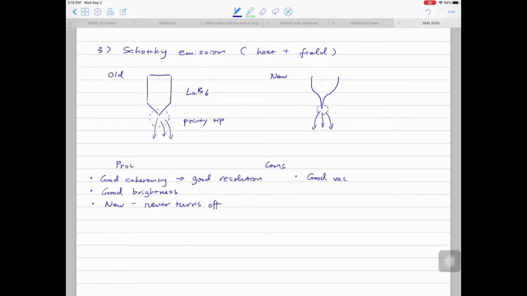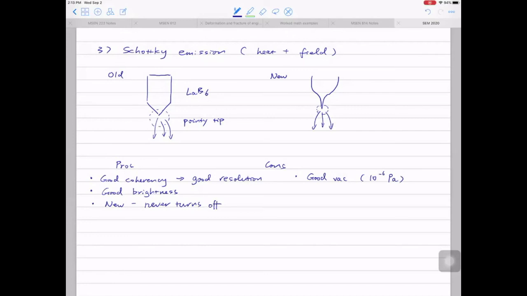The tungsten hairpin needs 10 to the -3, the cold FEG 10 to the -9. Any guesses what the vacuum is for Schottky emission, the regular FEG? Somewhere in between. Anyone? -5? Close enough, -6, yeah. So for this, you need 10 to the -6 Pa, right in the middle between the tungsten hairpin and the cold FEG.